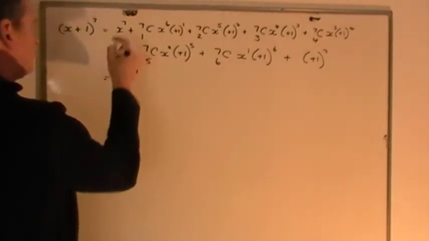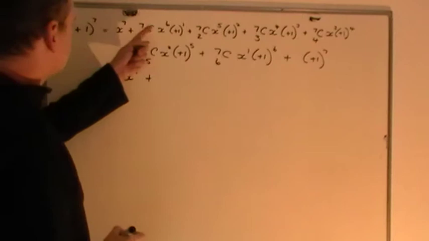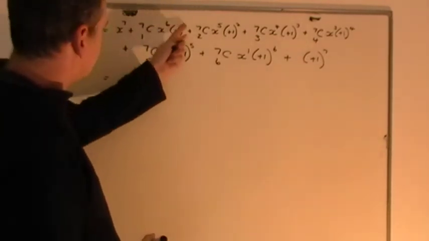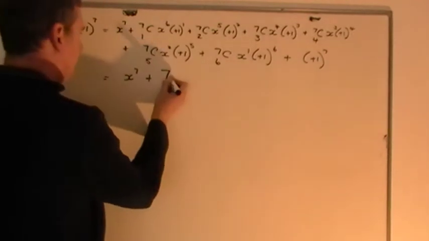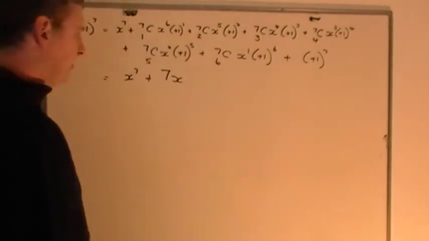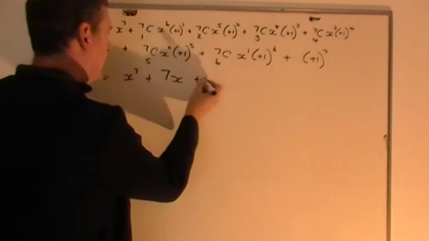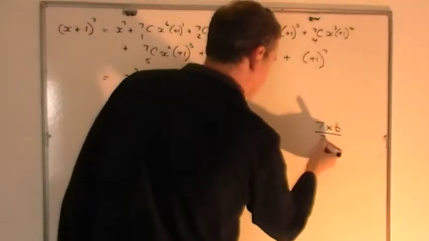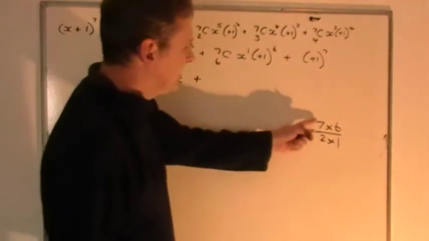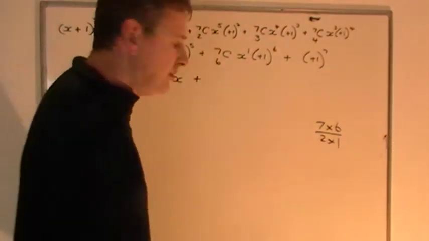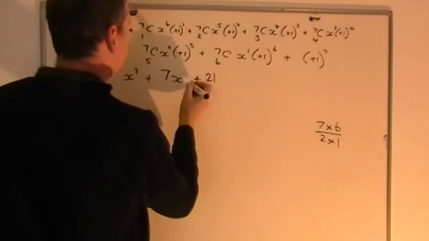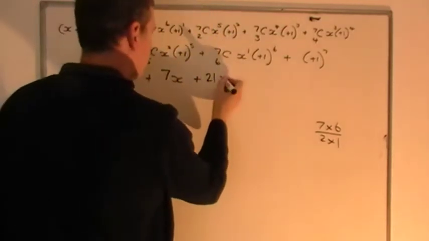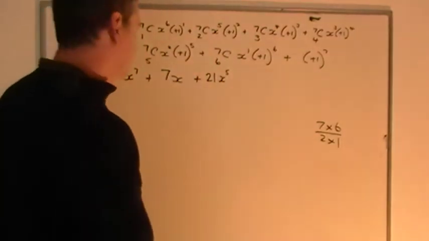So we get x to the 7 is the first term, plus 7 choose 1 is just 7, times x to the 6 times plus 1 to the 1. So you're just getting 7 times x times the 1, which of course is 7x. Plus 7 choose 2. 7 choose 2 is 7 by 6 over 2 by 1. That is the same as 42 over 2, 21. So this is 21, and it's x to the 5 times plus 1 squared. So it's just 21x to the 5.